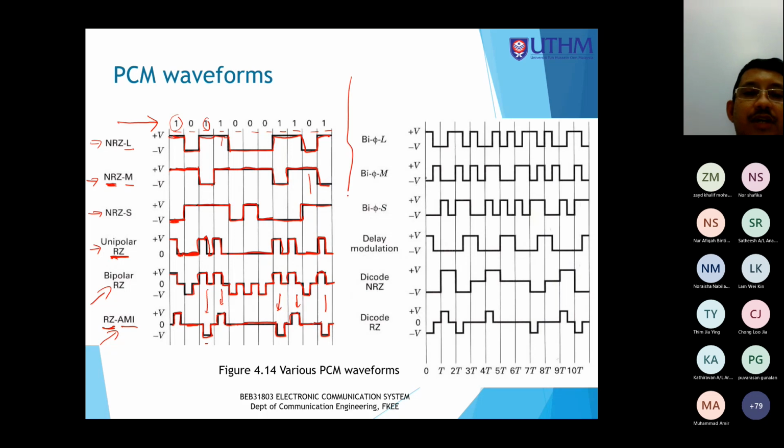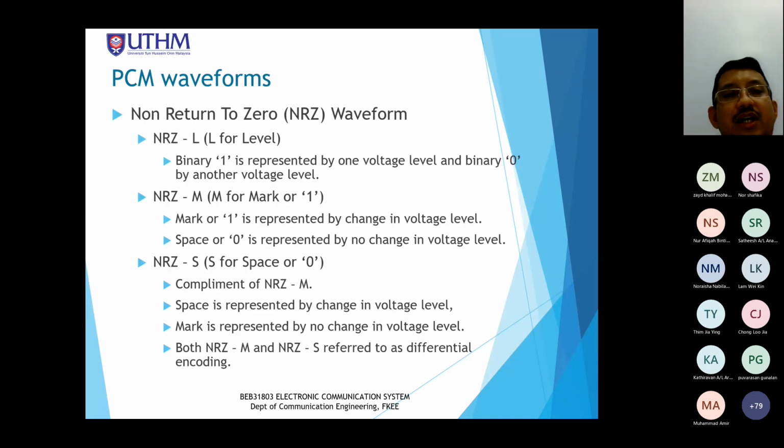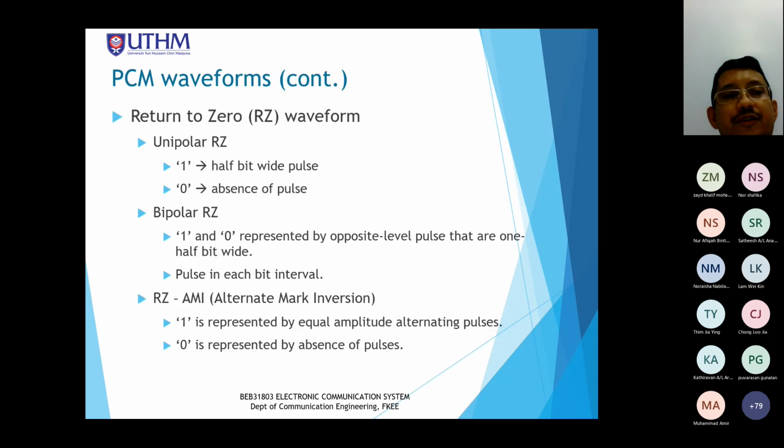Okay, so the rest you can read on your own on the right side. The graph on the right side you can read on your own. So you see that these are the digital pulses that we use for the transmission. Okay, it is in the form of electrical pulses with positive voltage and negative voltage. So these are the things that we transmit. Okay, so these are the explanations for the waveforms.